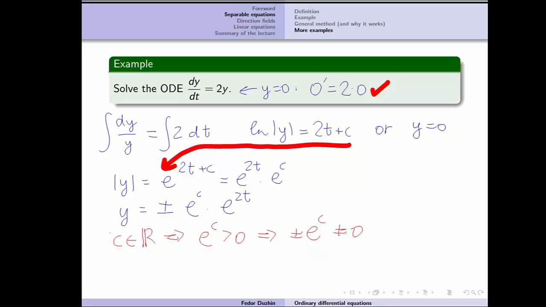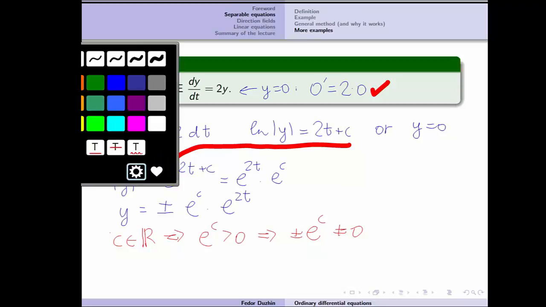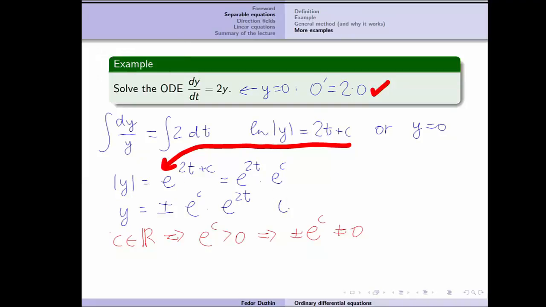But at the same time, let's not forget that we have this or y equals 0, and of course if we multiply 0 by anything we still get 0, so instead of just writing 0, we can write 0 times e to the 2t.